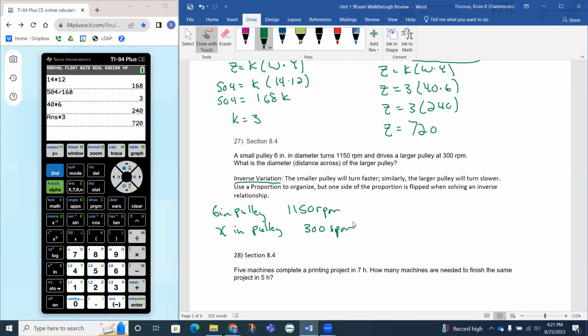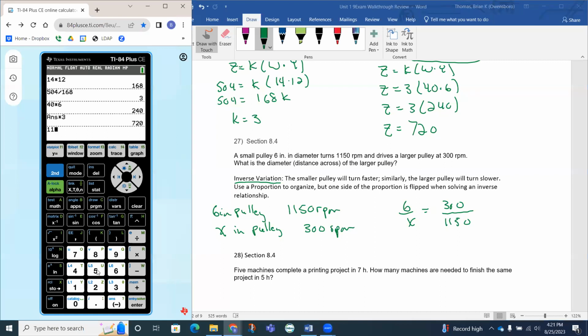Now the catch is, when I'm using a proportion to organize, one of the sides of the proportion is flipped when solving an inverse relationship. So I'll keep the left side the same, 6 over X, but when I make my proportion, I want to switch the rows of the right side. So the 300 is going to go on the top, and the 1,150 will go on the bottom, and this will give us our setup. So again, we can go 1,150 times the 6, and then divide that by 300. That'll give us the larger pulley, which is 23 inches.